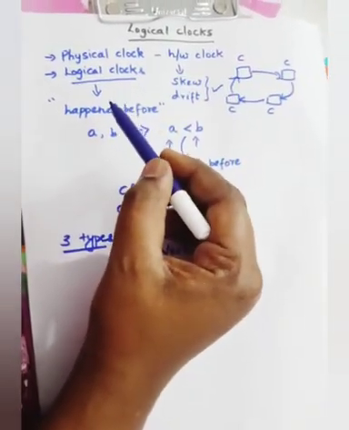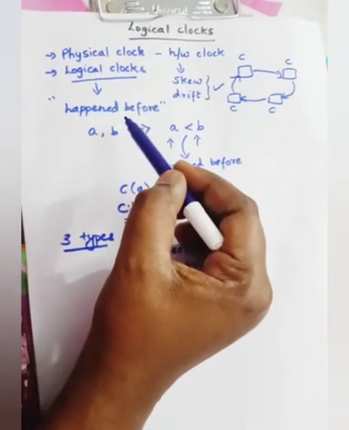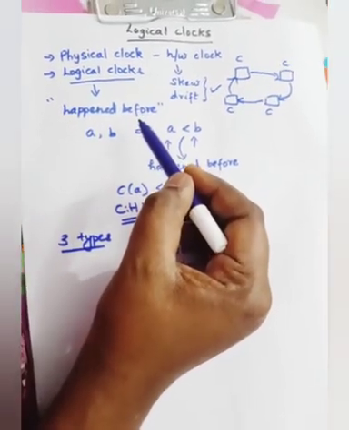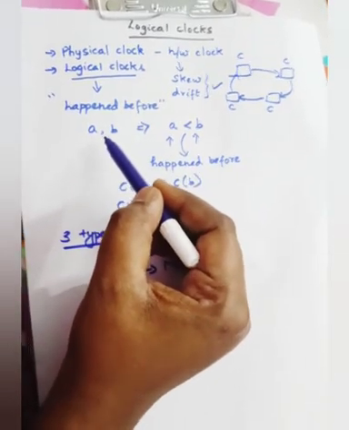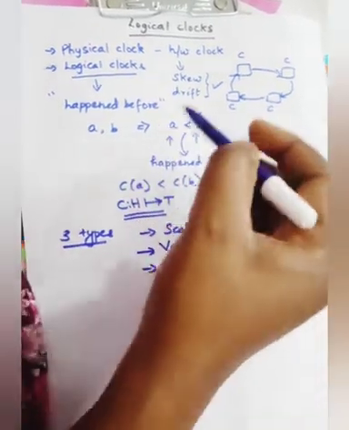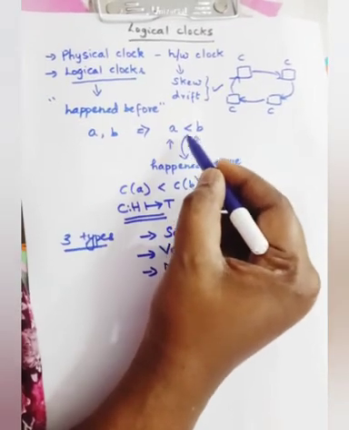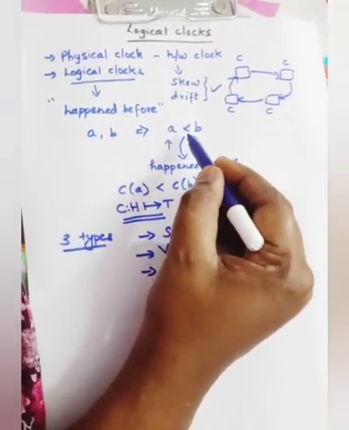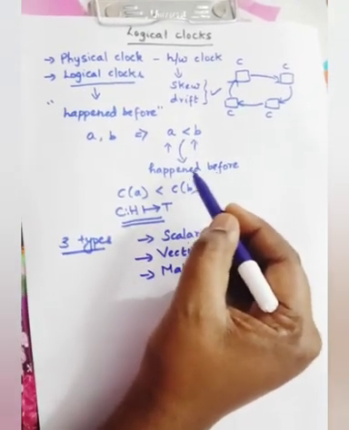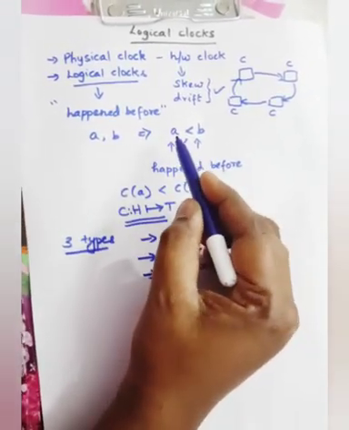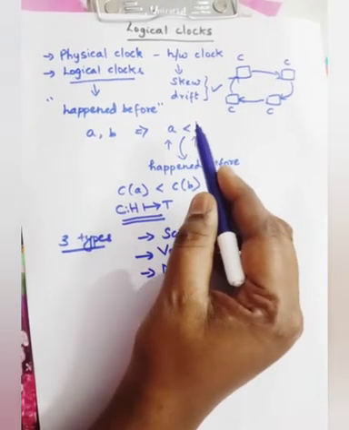These logical clocks use the concept of the happen before relation. So what is a happen before relation? Consider two events A and B. We denote the happen before relation as A → B, where the arrow is the symbol used to denote this happen before relation. It means event A happened before event B.